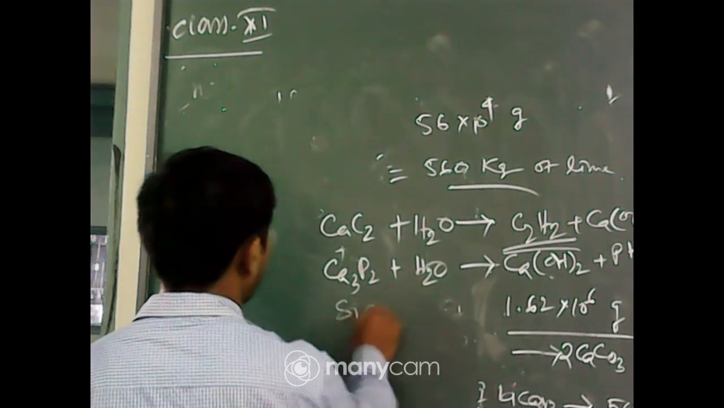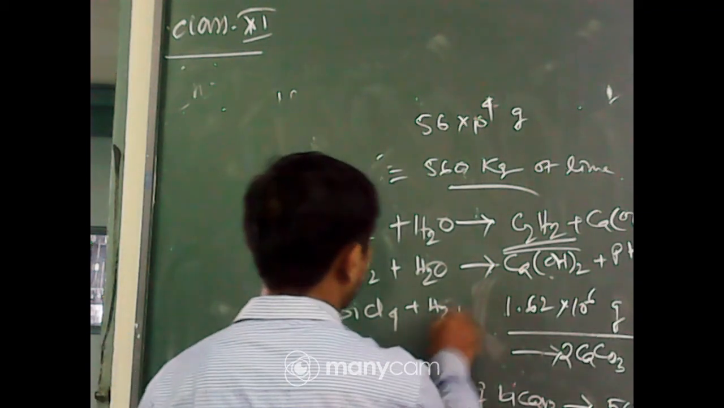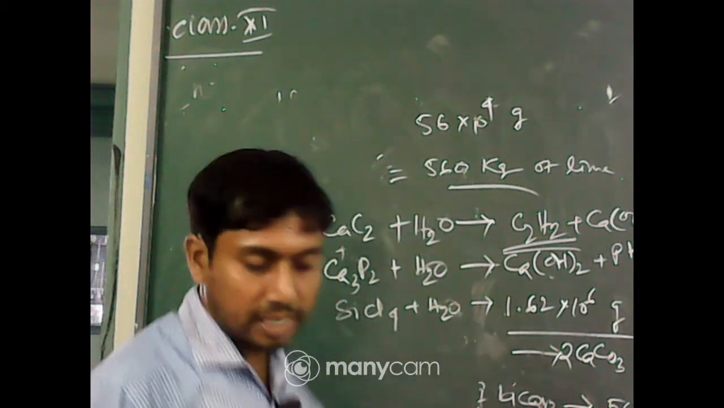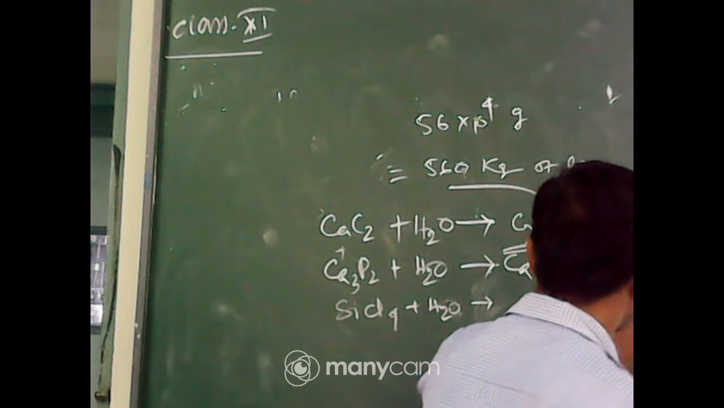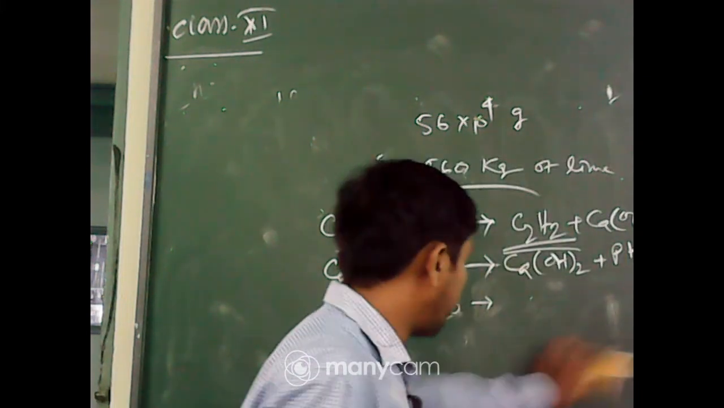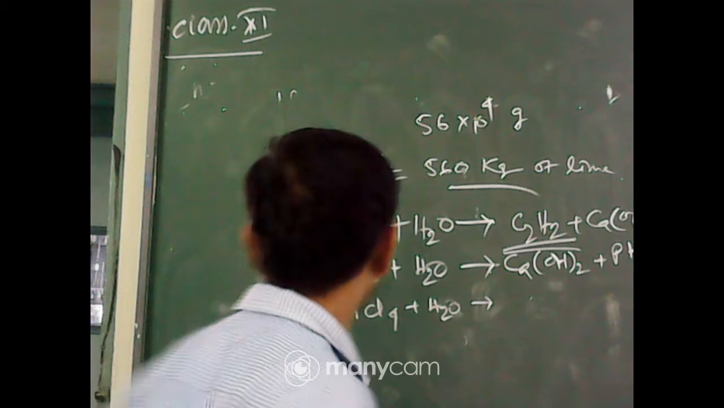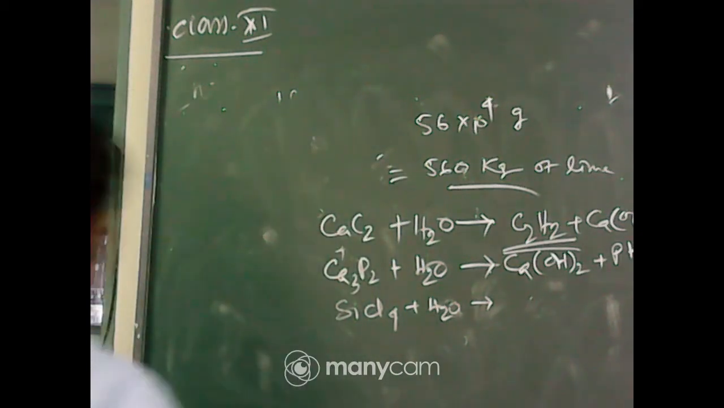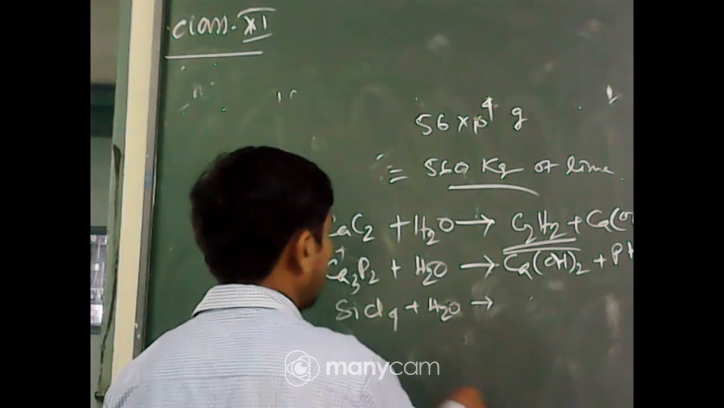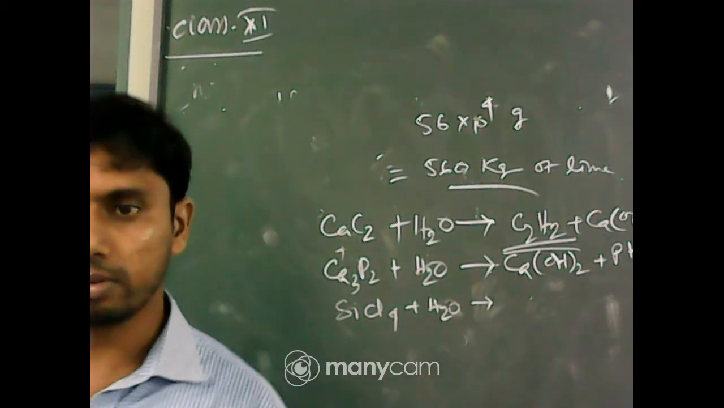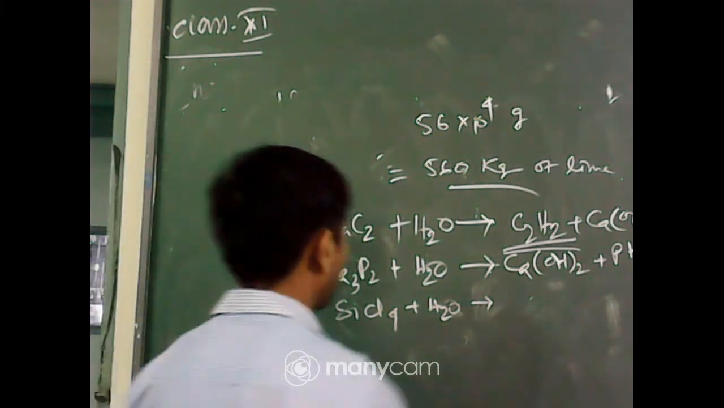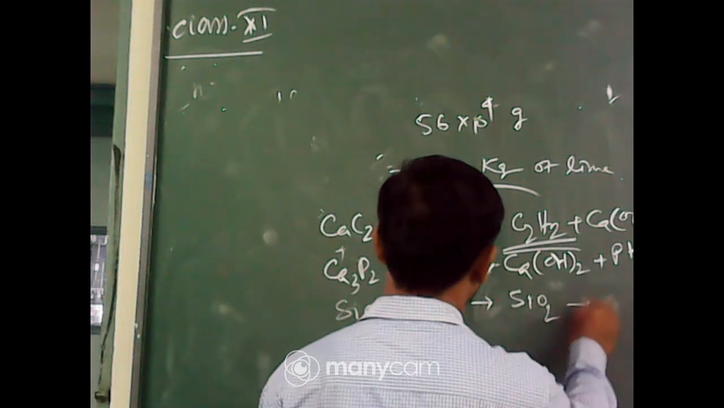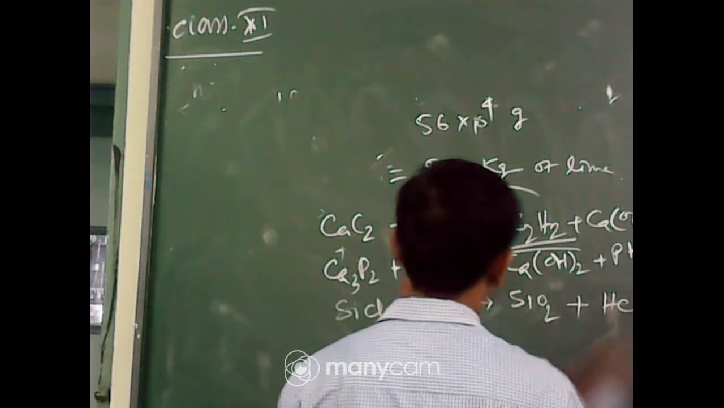When SiCl4 is hydrolyzed, very important reaction. This reaction will come also in group 14, SiCl4. When silicon tetrachloride is hydrolyzed, then what is the product? It is the production of SiO2 plus HCl.